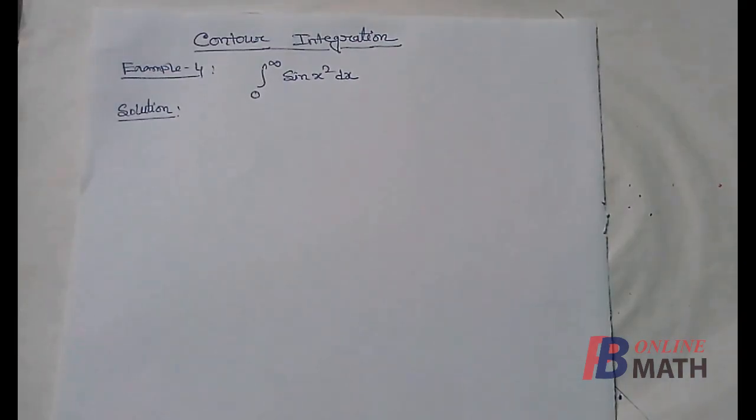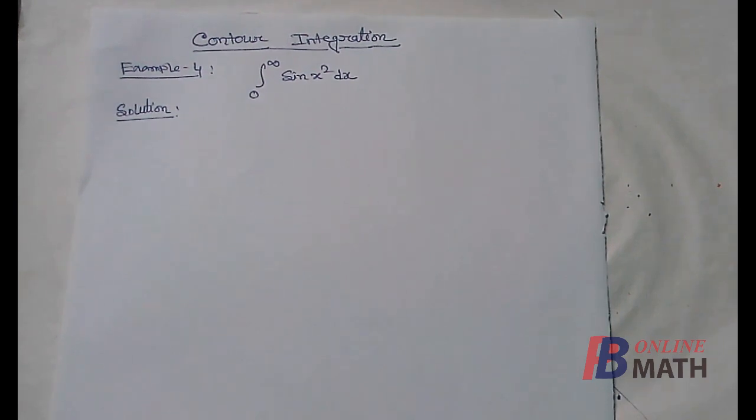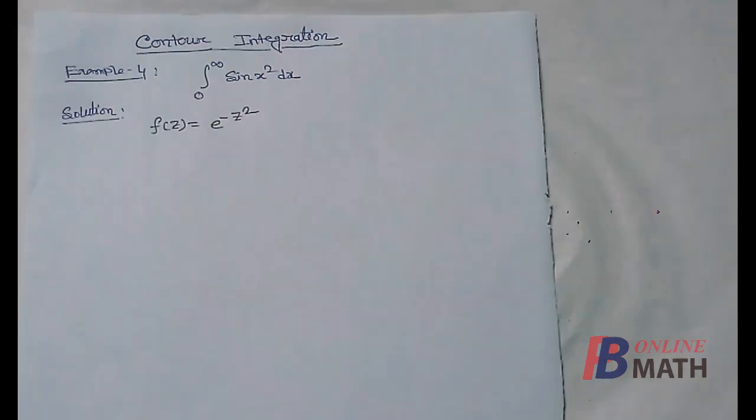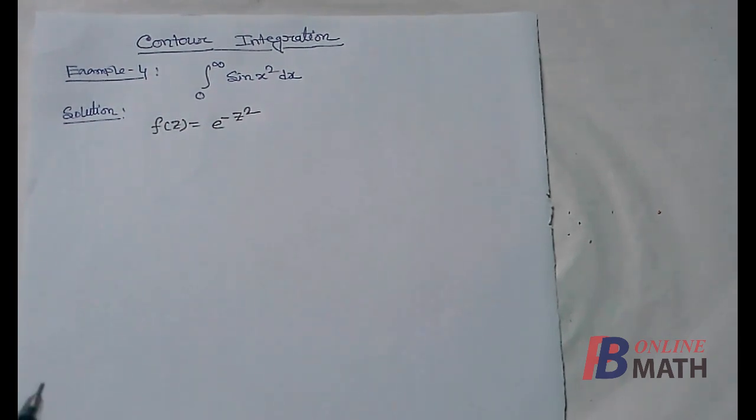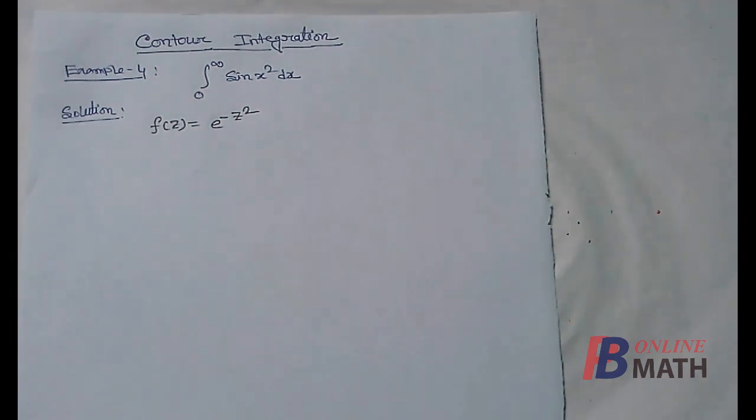First of all, we shall convert this real integral to a complex one, and then we shall use the contour integration. The function or the integrand we shall use here is this one, e to the power minus z square, and we denote it by f(z). Next we have to find the suitable contour.